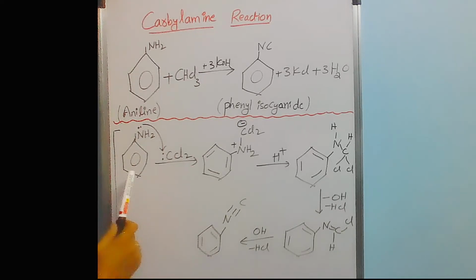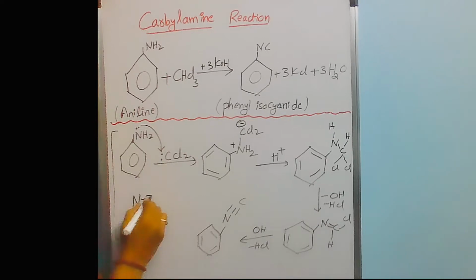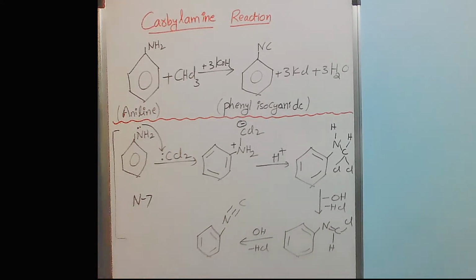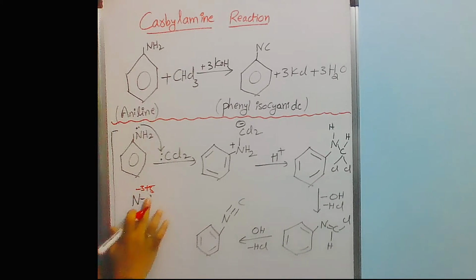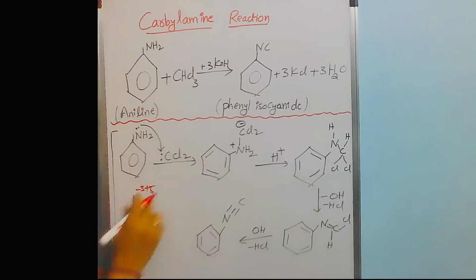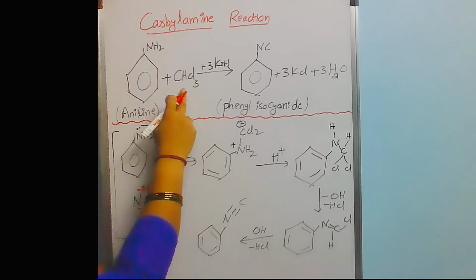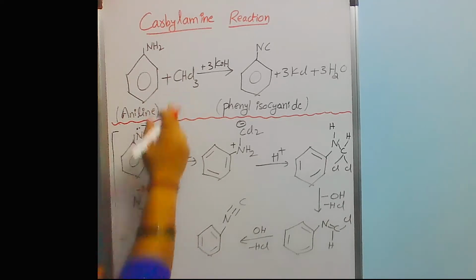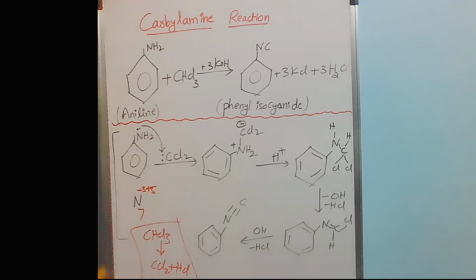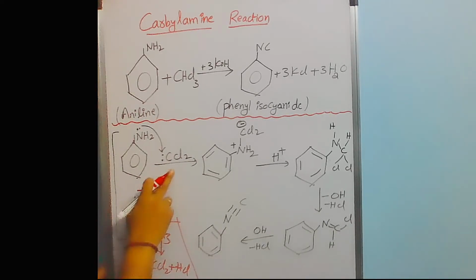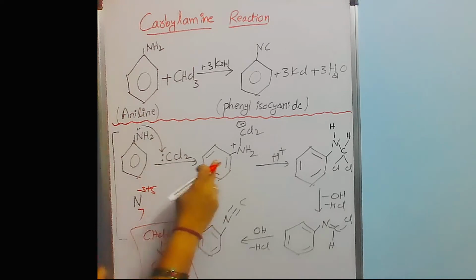First of all, the reactant is aniline, and we know about nitrogen. Nitrogen's atomic number is 7, and its valence is mostly -3, sometimes +5. Okay, N7. Next, chloroform decomposes: CHCl3 gives CCl2 plus HCl. So HCl is released from the reaction, and we have CCl2 minus.